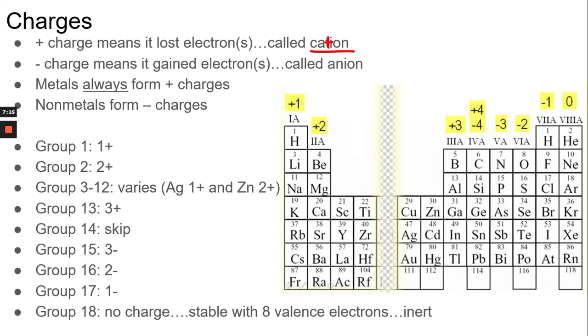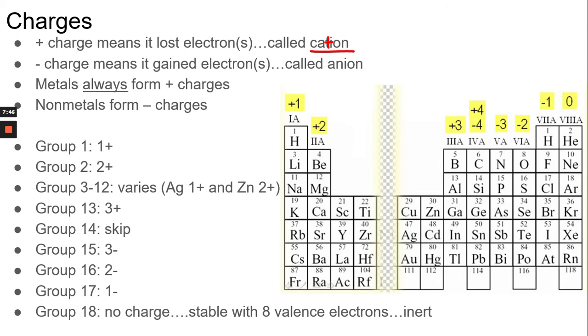Group 1 is +1, group 2 is +2. Groups 3 through 12 will vary, except for silver and zinc. Group 13 will form a +3 charge. Group 14 is in between, so it's either a +4 or a -4. We're going to skip over it though because we will be told what those charges are if we need it. Group 15 is -3, 16 is -2, and 17 is -1. Group 18 has no charge because again those are our noble gases that have a full valence shell.